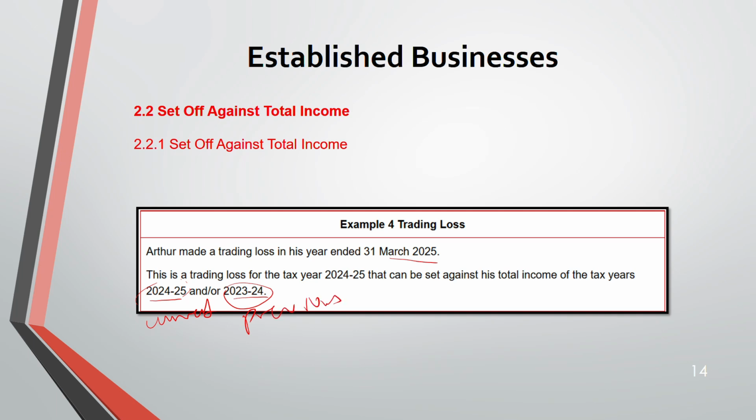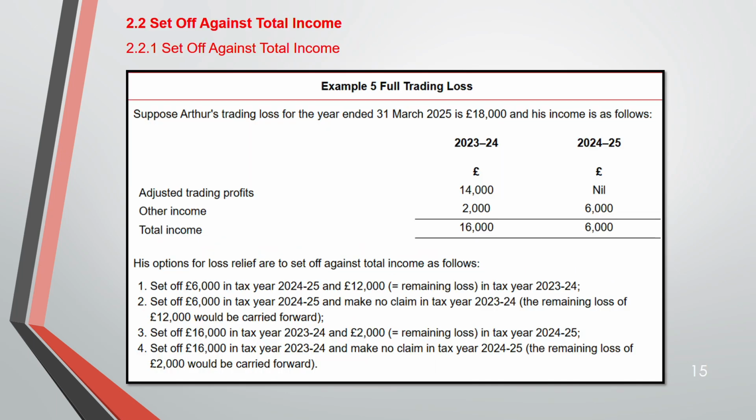Now example 5. So here he is having a trading loss of 18,000 for the year ended 31st March 2025. That's why for adjusted trading profit this is showing you nil. Why? Because he is having a trading loss. Rest everything is there. Now what are the options? First we'll go through the options.